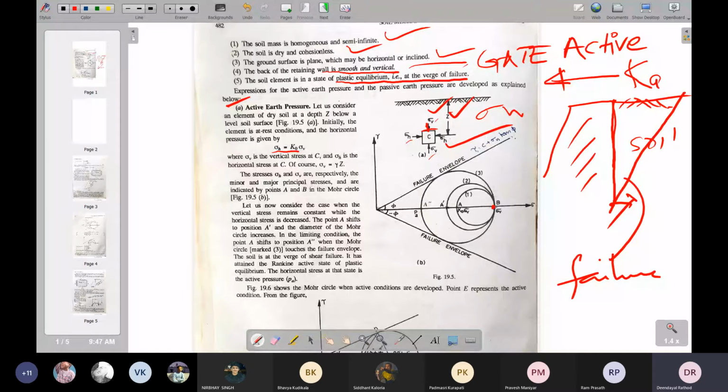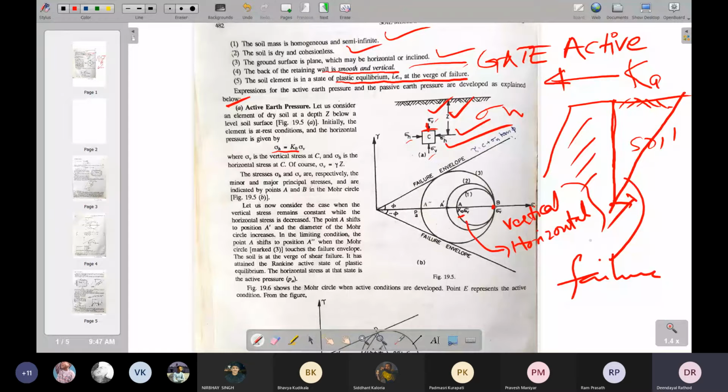So when you try to draw the Mohr circle, what happens? What is the horizontal stress? This is nothing but K naught sigma v at rest condition. These are all at rest condition. This is the vertical and this is the horizontal stress. We are talking of principal stresses only, no shear. The stresses sigma h and sigma v are respectively the minor and major principal stresses and are indicated by point A and point B in the Mohr circle. Is that clear?